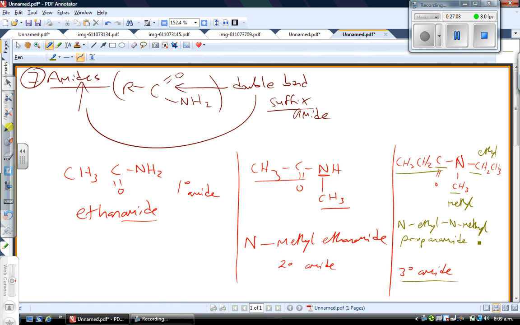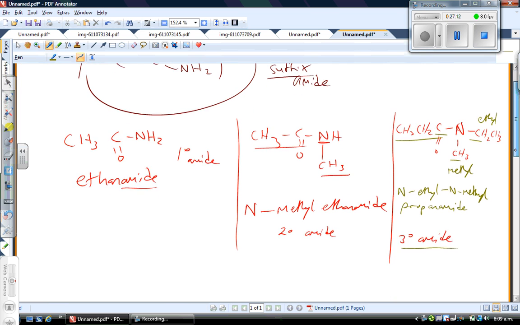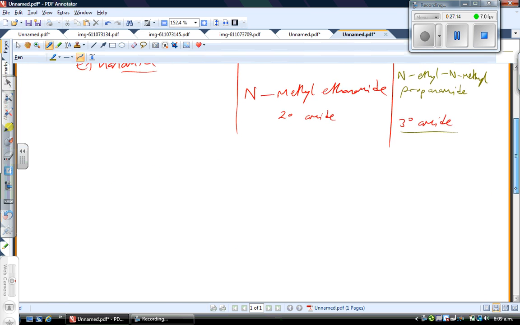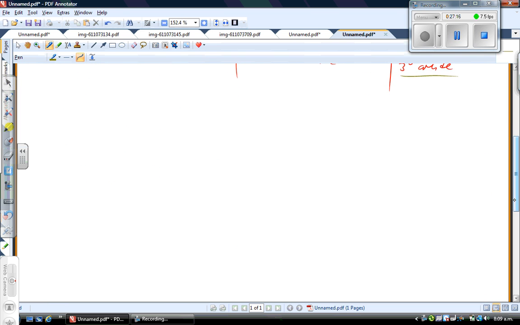And you don't tend to get those in level 3, but that is how you name primary and secondary and tertiary amides. Now the last family to look at, which has been swapped from the level 2 course to the level 3 course this year, is esters. And students tend to have difficulty with esters because the name is quite compound, so I'll just give you some examples and we'll go through that.